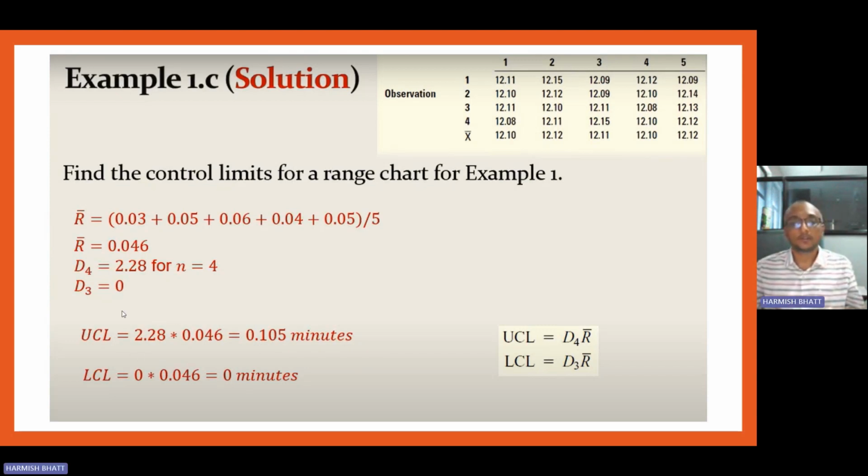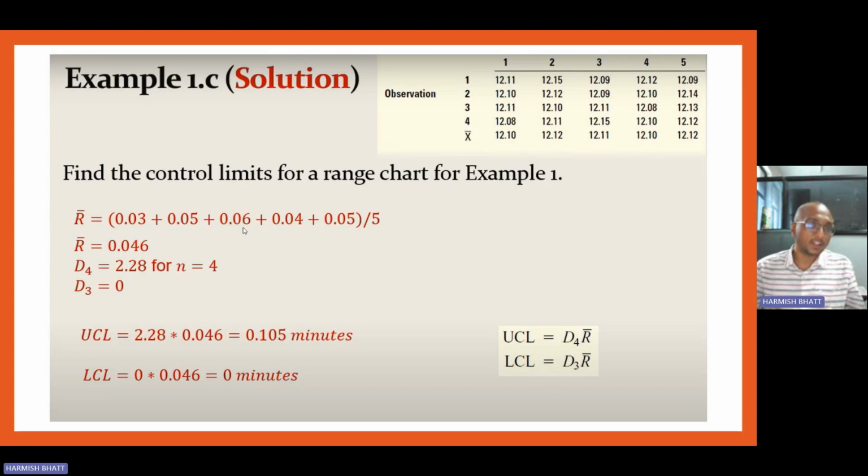After plotting all these lines, we will be plotting the values of all the ranges on that chart. So the first range R1, that is 0.03, lies between the LCL and UCL. Then if we talk about the R2 value, that is the range for sample 2, that is 0.05, it also lies between the LCL and UCL value.